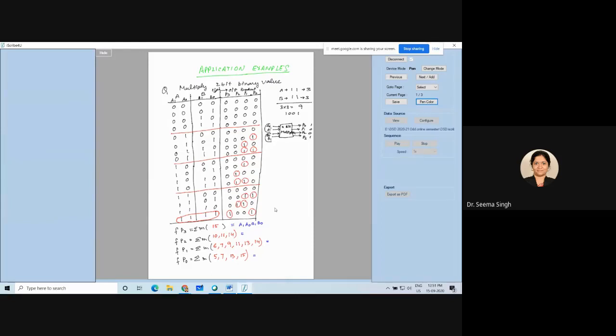So if you do the grouping, you will get to know what will be P2, what will be P1, and what will be P0. Because I have the answer, I can tell you, but I think you people can do it on your own. So what is the meaning of this? When you get the P3, P2, P1, P0 equations, you should make a circuit.